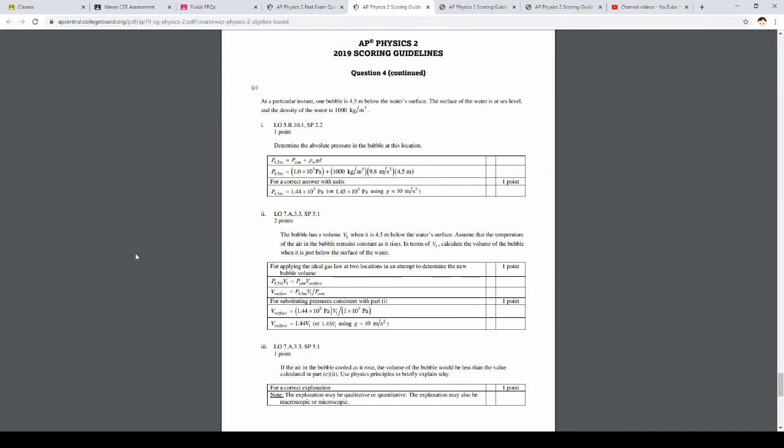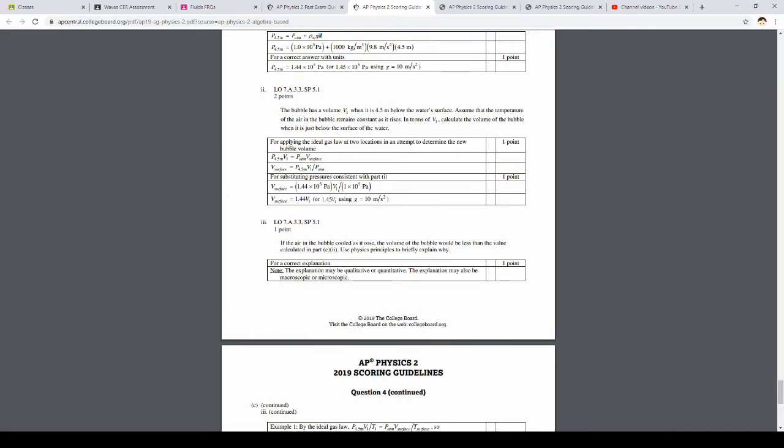Down here we have determining the absolute pressure in the bubble at this location. So we have atmospheric pressure sitting on top, and we have the gauge pressure adding together to give us the absolute pressure. That's just one point. It's plugging stuff into an equation.